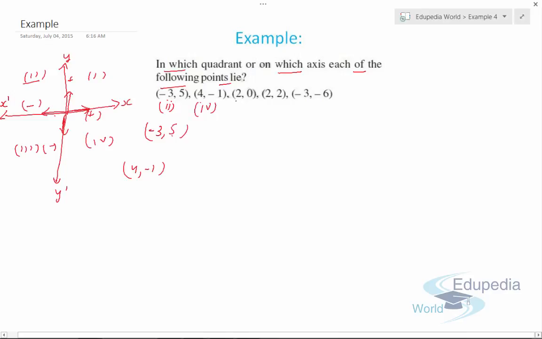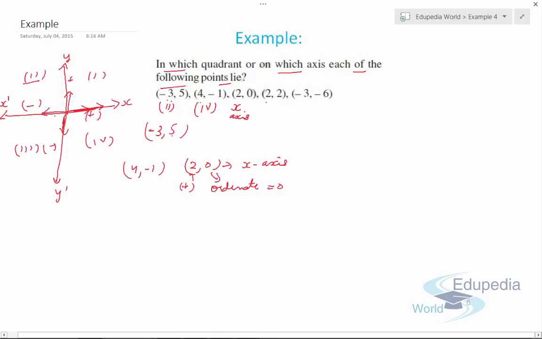Now the next point is (2, 0). So we can clearly see that its ordinate part is 0. This means this point lies on the x-axis, and since the x part of this point is plus, this means this point will lie in the positive direction of the x-axis.